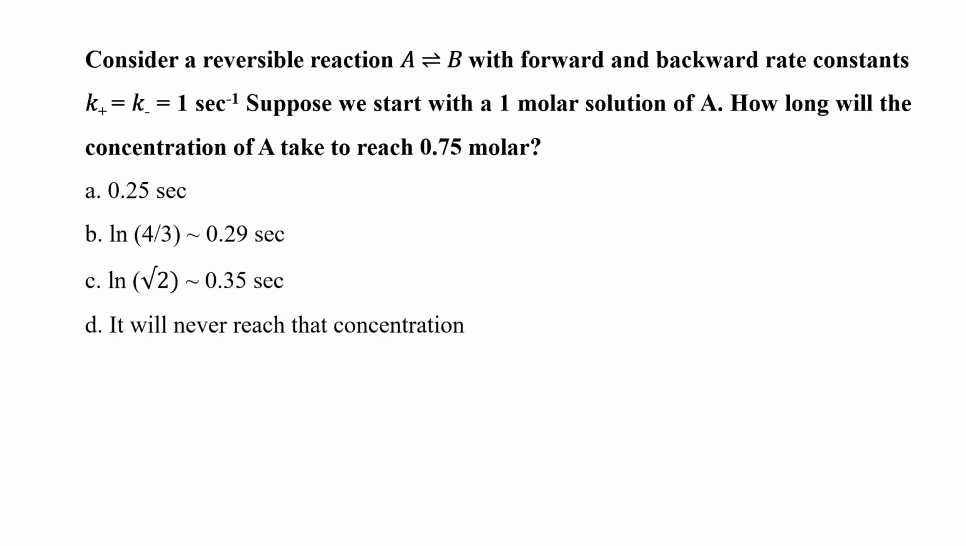Consider a reversible reaction A gives B with forward and backward rate constants k+ = k- = 1 second inverse. Suppose we start with 1 molar solution of A. How long will the concentration of A take to reach 0.75 molar? A. 0.25 seconds, B. natural log of 4/3, which is approximately equal to 0.29 seconds, C. natural log of root 2, which is approximately equal to 0.35 seconds, or D. it will never reach that concentration.